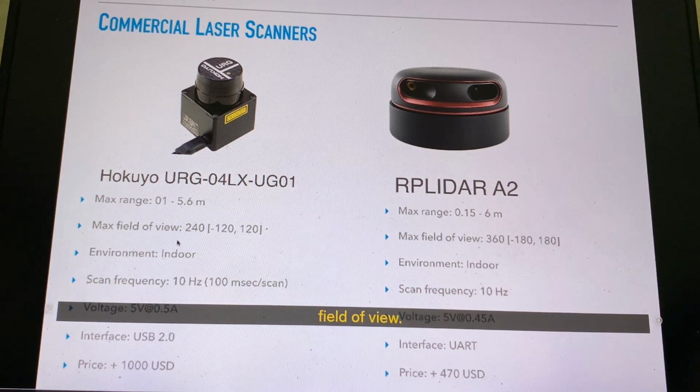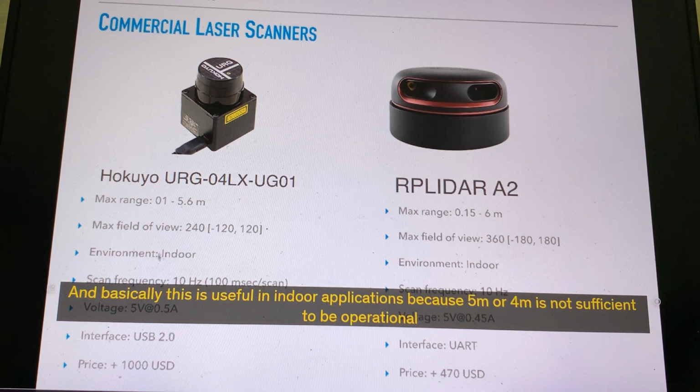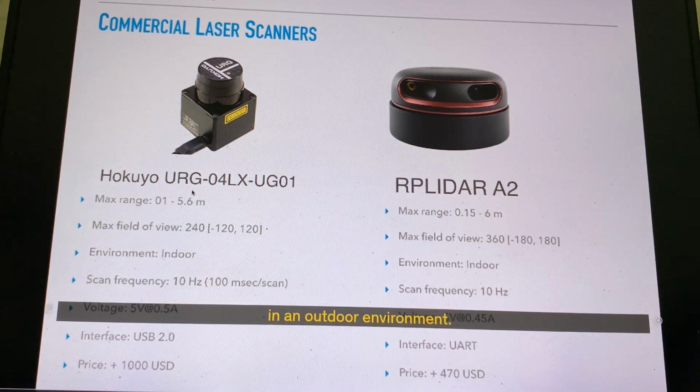And it has a nice field of view. It can look at an opening of 240 degrees. So this means an angle between minus 120 degrees and 120 degrees. Basically this is useful in indoor applications, because 5 meters or 4 meters is not sufficient to be operational in an outdoor environment. You can see the scan frequency here is 10 Hertz. It means it takes 100 milliseconds per scan. So in 1 second, it's going to scan the ranges 10 times. So this is not a very high frequency.